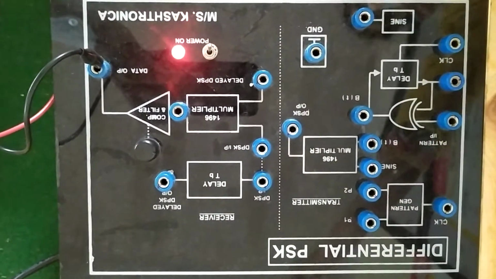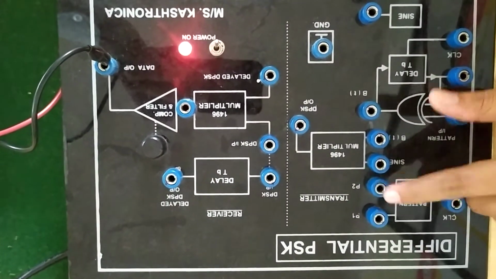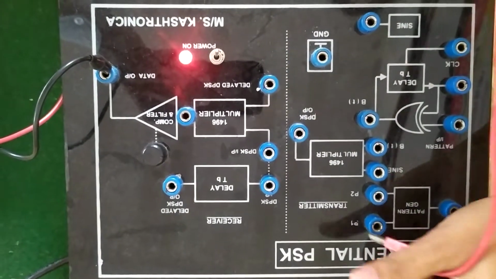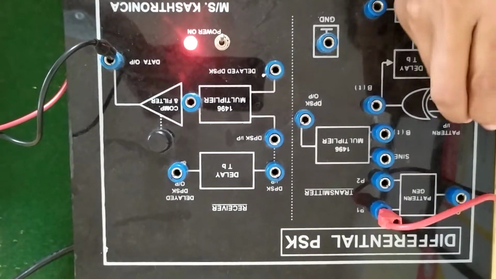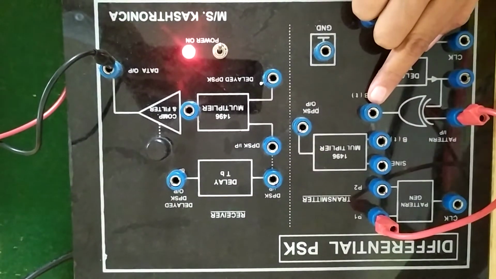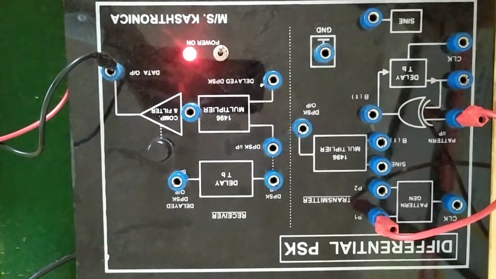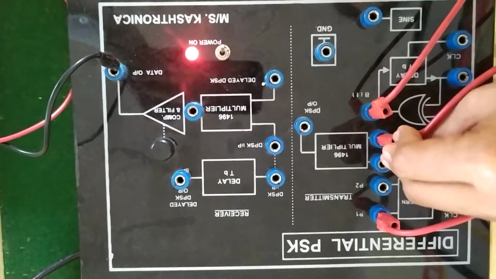Here is the pattern. Two patterns are available, P1 and P2. We will use any one, so we will use the P1 pattern. This P1 pattern is given to the XOR gate. At the output of the XOR gate we are getting the signal B of t. This B of t is given to the IC 1496 as a multiplier.